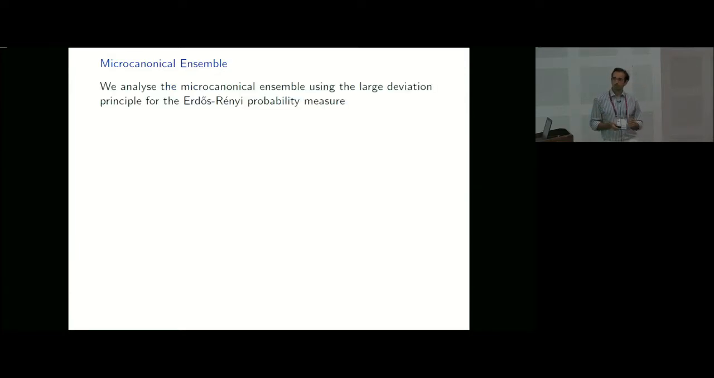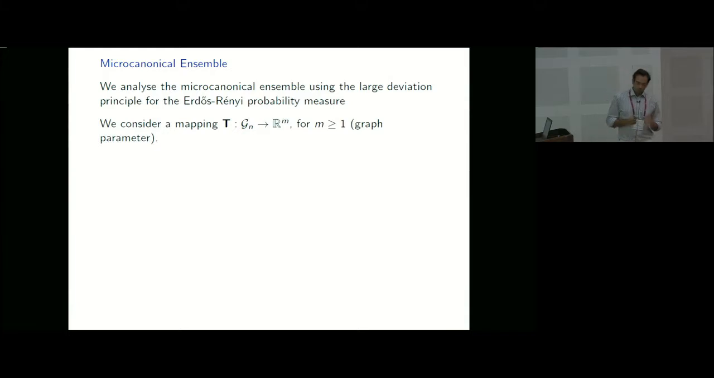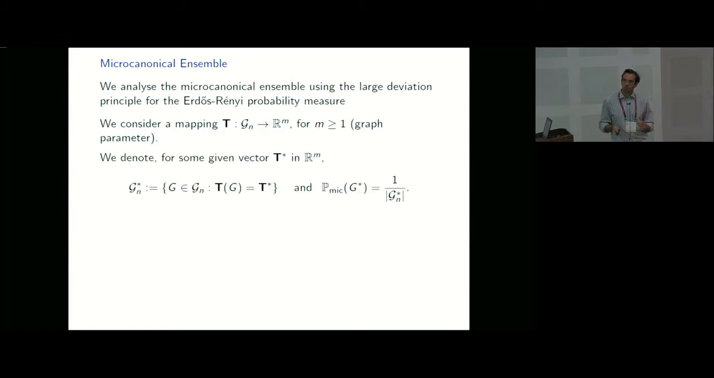So let's see how we can use this to study the microcanonical ensemble. As I said in the beginning, we have this vector mapping from the space of graphs to R^m. In our case, it's the edge and the triangle density, this graph parameter. We define this set of all possible graphs which have a fixed value of the edge and triangle density. So T star was our constraint on the edge and the triangle density, and we consider graphs which realize this constraint, and then the microcanonical ensemble is just the uniform measure on this space.